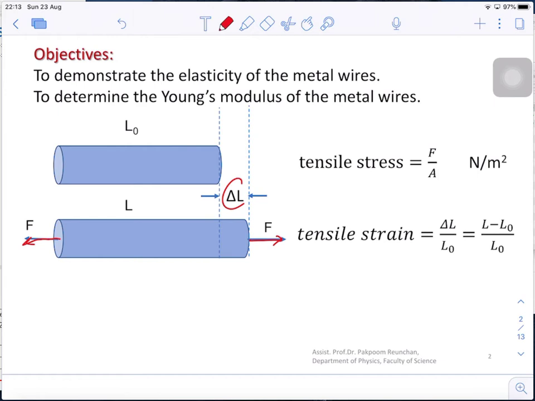So we can define the tensile stress, which is equal to F over A. And we can see the unit of the tensile stress is Newton per meter square. In this case, A is the area of this metal wire. And then we can define the tensile strain by using this definition: delta L over L0. And this is unitless, because the unit of delta L and L0 is the same, so they cancel each other.